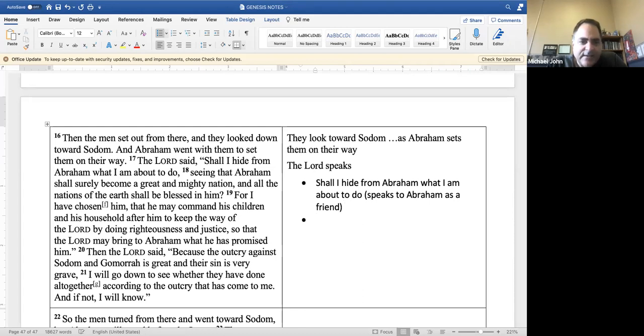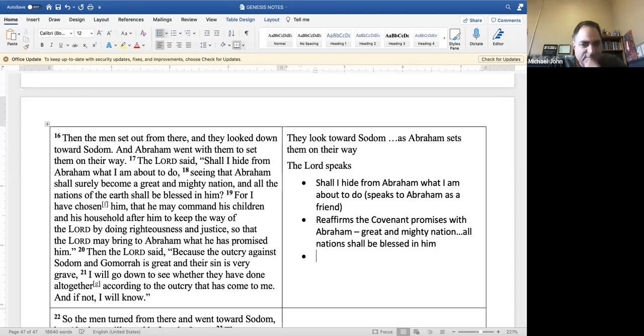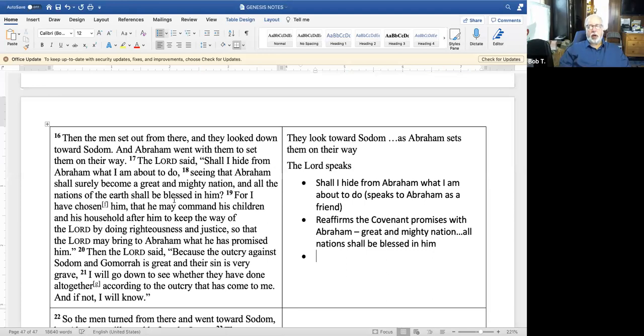And he sees that Abraham is about to become a great and mighty nation. It reaffirms the covenant promise one more time with Abraham. He says you're going to be a great and mighty nation, and all the nations shall be blessed in him. And then in verse 19, let's look at that one more time. When he's saying all of this, it's more like he's thinking it. He's not actually saying these covenant promises, he's just restating it to himself, right?